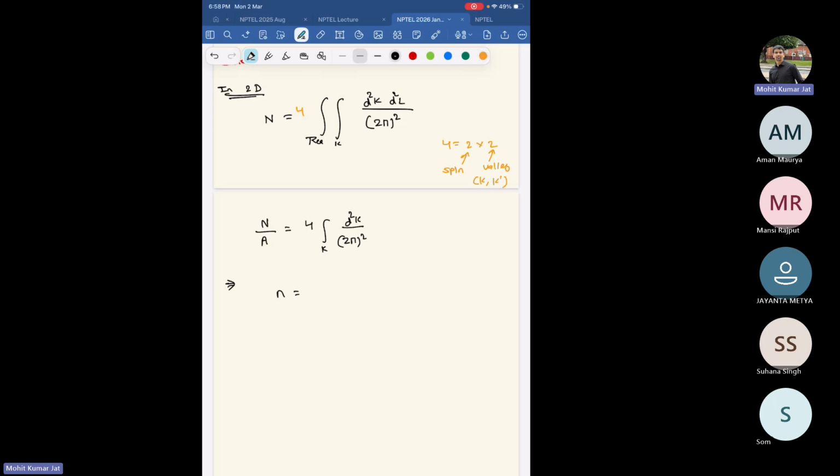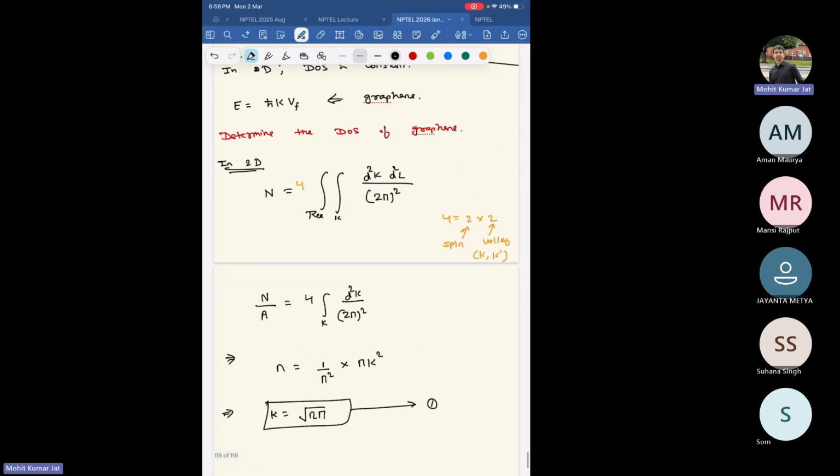So n is equal to 1 by pi square, and d2k will be nothing but pi k square. So your n is nothing but k square by pi. K is equal to under root n pi. So this is one relation which we have.